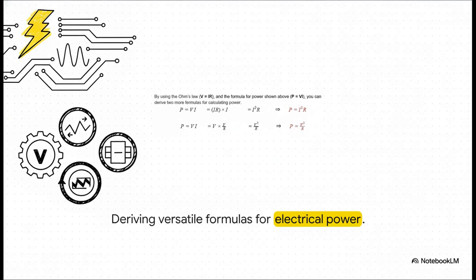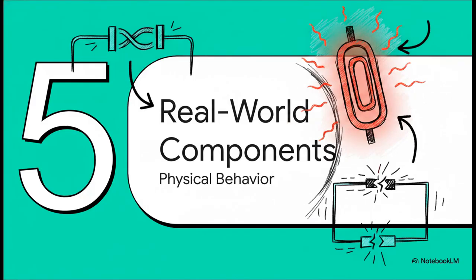We know power is the rate of energy transfer, calculated as voltage multiplied by current, or P equals V times I. But by substituting Ohm's law into that base equation, we create a highly versatile toolkit. We get P equals I squared R and P equals V squared over R. This brilliant trio of equations lets us calculate energy transfer and power output, no matter which specific variables a component actually gives us.